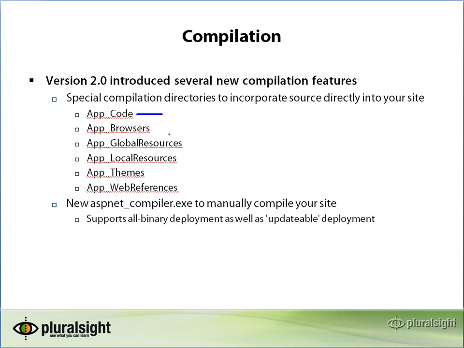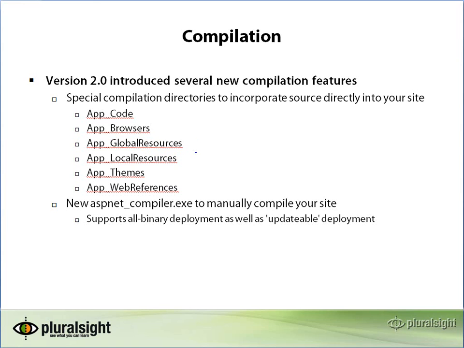But I just want you to be aware of the names of these directories, so you don't accidentally put one in yourself that is going to have unwanted behavior. So there's an app browsers directory, and this browsers directory is used for defining additional .browser files that can describe browser capabilities. There are a pair of resource directories that you'll see right here, app global resources and app local resources.